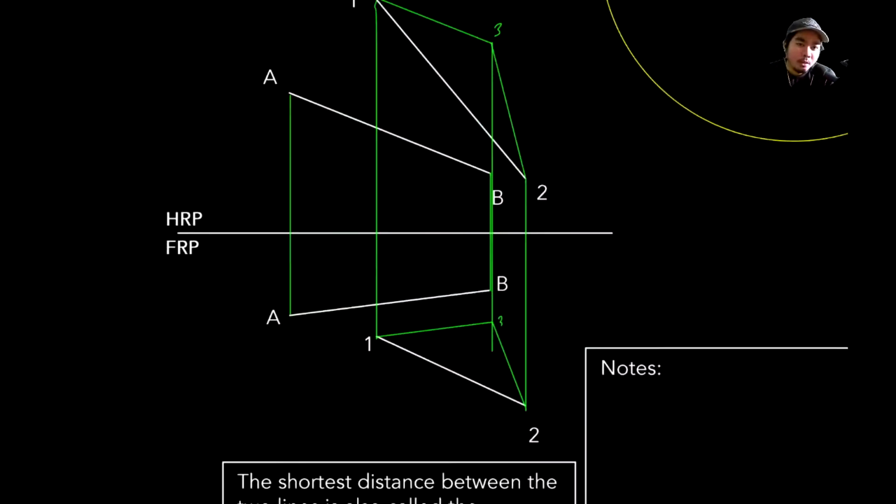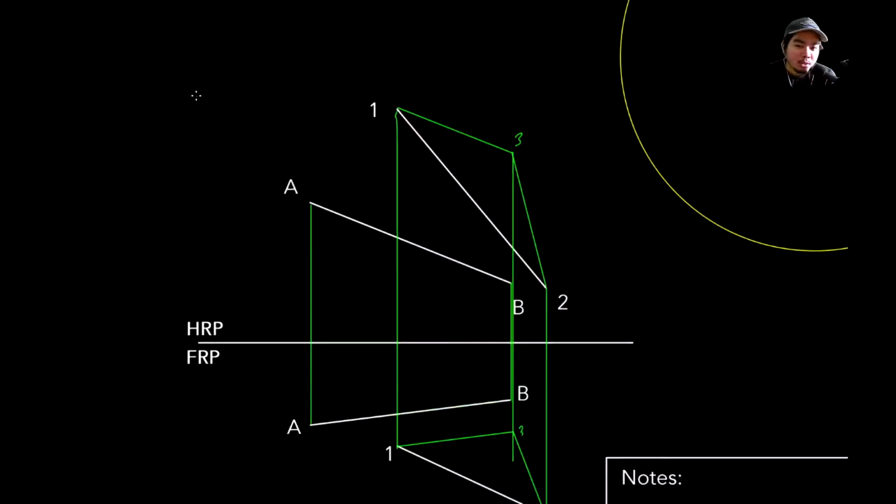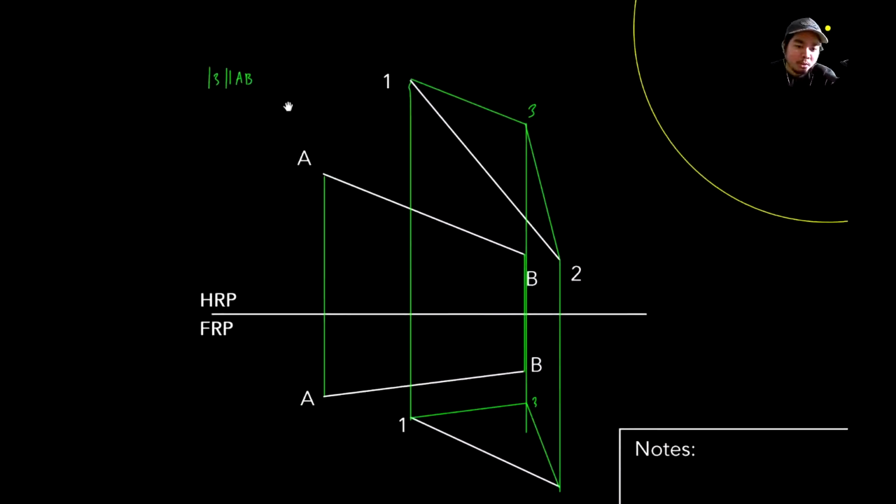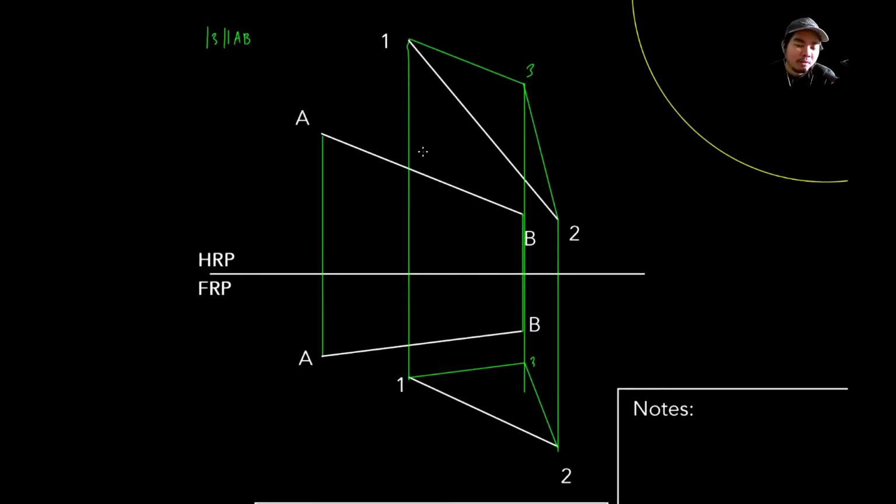Okay. So, sinasabi ko dito is 1, 3 is parallel to AB in both HRP and FRP views, which proves na they are parallel in all views, no? And they are truly parallel to each other. And therefore, plane 1, 2, 3 is now truly parallel to line AB. Okay?